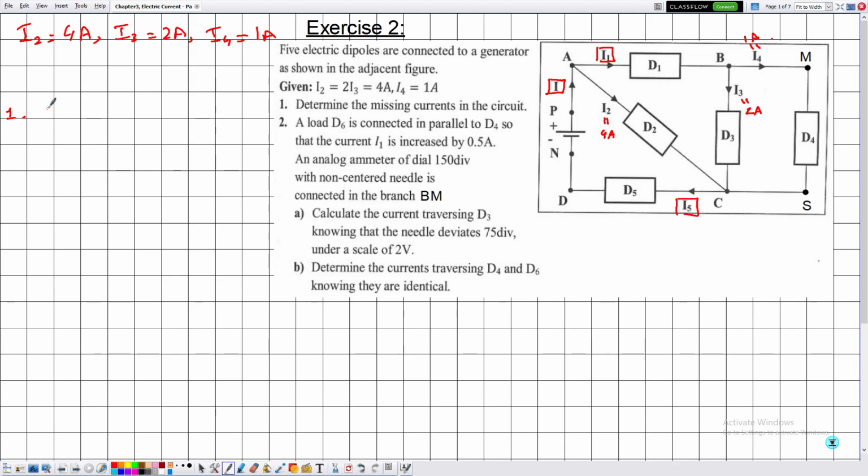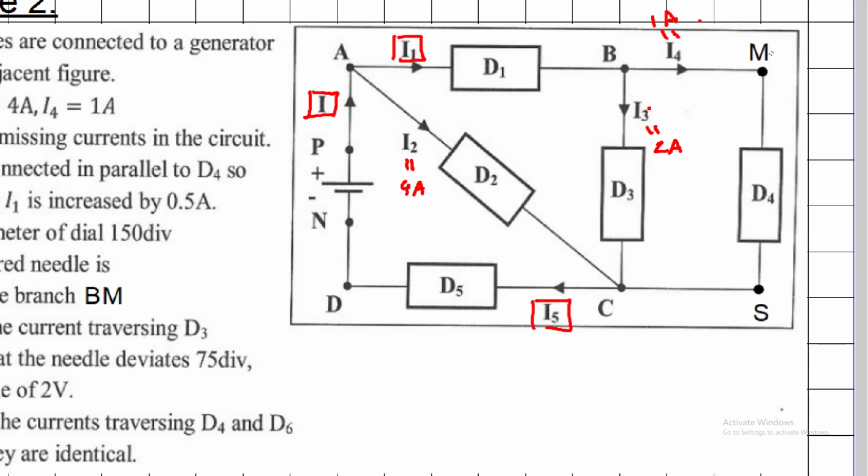So let's start by applying the law of addition of currents, and here we need to specify the node at which we are applying the law. So we have several nodes. We have node A, we have node B, and we have node C.